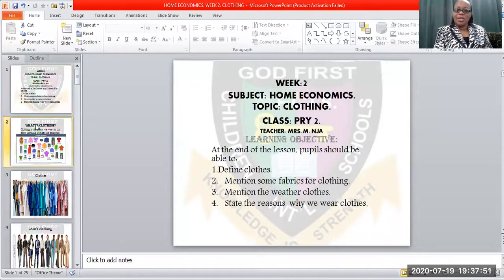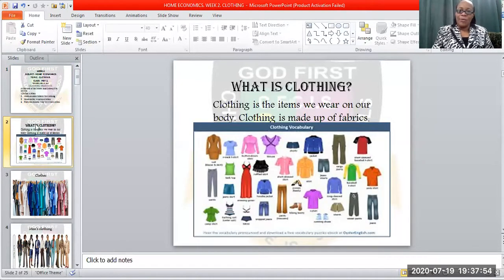And what is clothing? Clothing is the items we wear on our body. Clothing is made up of fabrics. The items we wear on our body are called clothing. Fabrics are the materials we use for making our clothes. Is that clear? Beautiful.